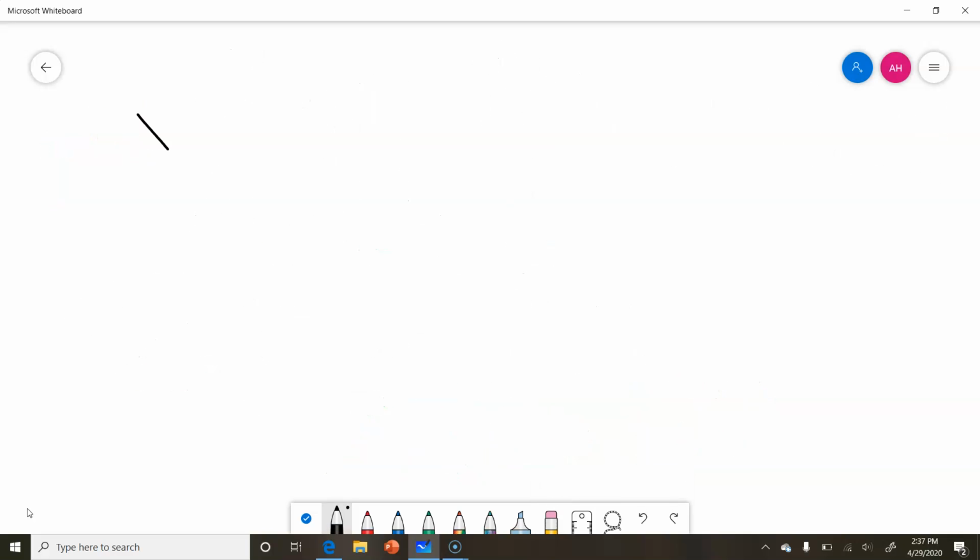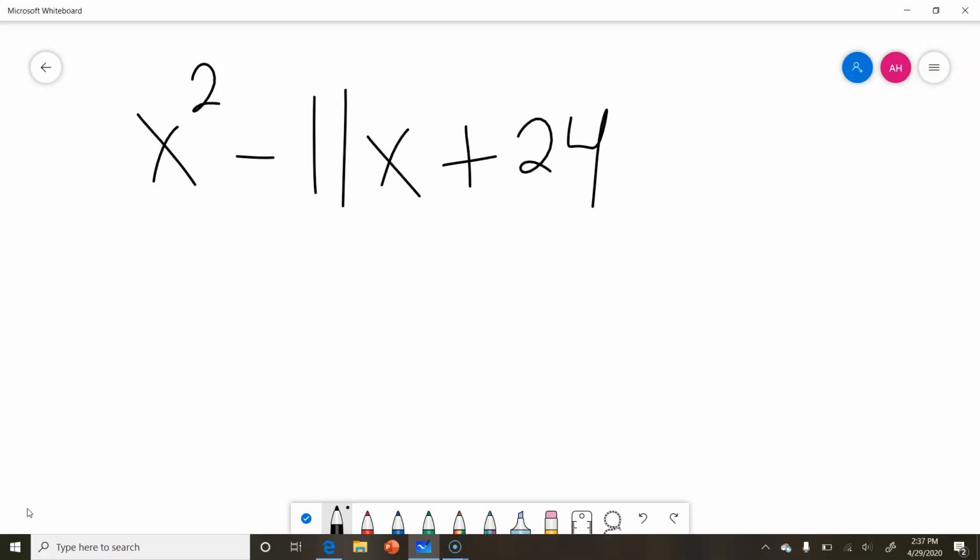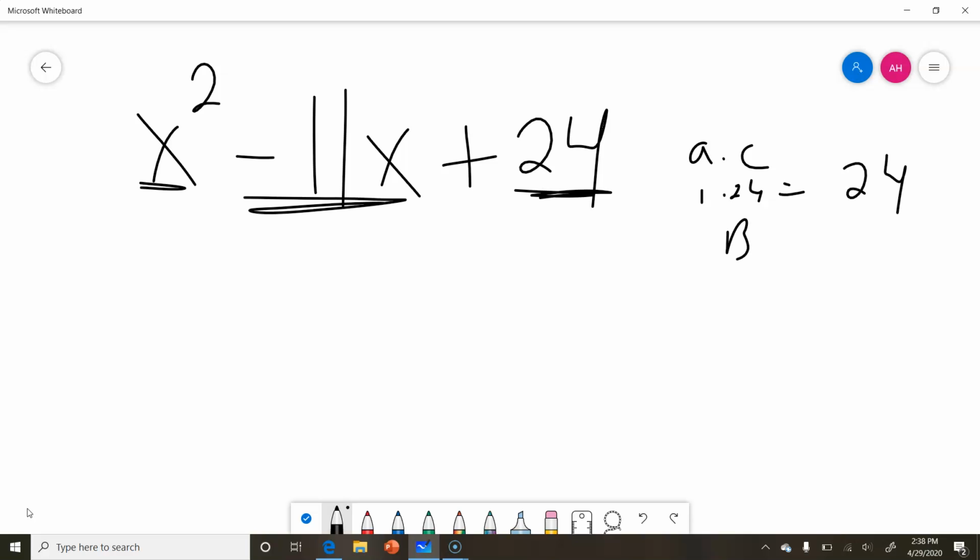Right here, x squared minus 11x plus 24. Okay, again, I can do this thing where I say, what is A? Well, A in that case is 1. So A times C, what's C in this case? 24. So 1 times 24 is 24. So what is B in this case? It's negative 11. So I come over here and I say what times what equals 24 and is going to give me this negative 11.